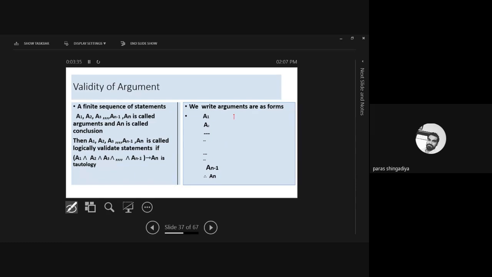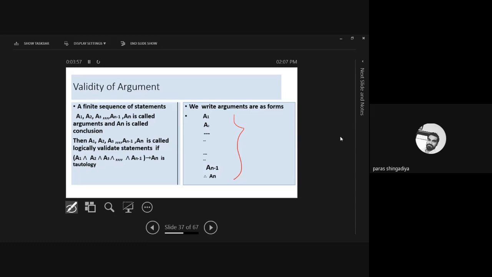Clear? This type of data will be there in this question as a chain of arguments, a finite number of statements. And we'll check whether they are valid or not. In which case can we say they are valid statements? Clear? So first we'll derive this formula, and then after we'll check the tautology. If it is a tautology, then we can say they are valid statements.